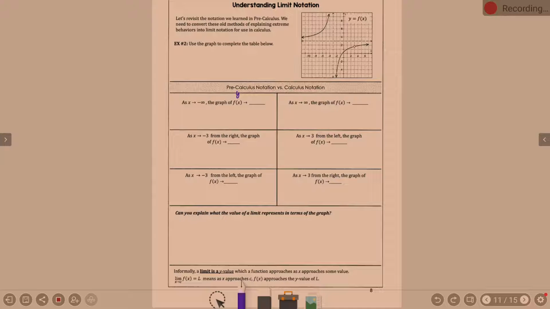So as we go off to the left, so this is my leftmost piece, as I go off to the left, what y value am I approaching? 3. I'm getting closer and closer to the asymptote at 3. Now, appropriate form, okay? In calculus, I would expect you to write the limit as x approaches negative infinity of f of x is equal to 3. That's the calculus. That's what's going to be expected of you. Okay? So get used to that form. Don't make it your own personalized form. Get used to this form.